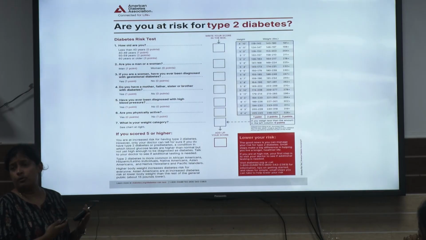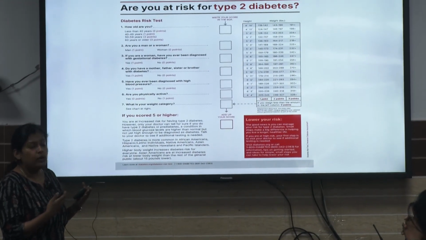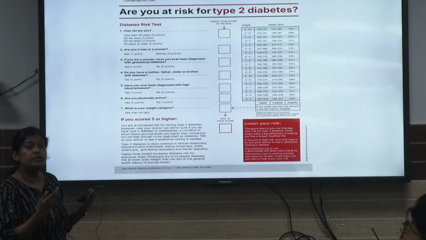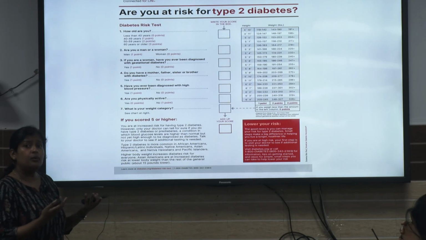This is provided by the American Diabetes Association. You have to mark the answers and calculate the score. Anything more than 5 requires you to be assessed for diabetes. So the first question is, how old are you?